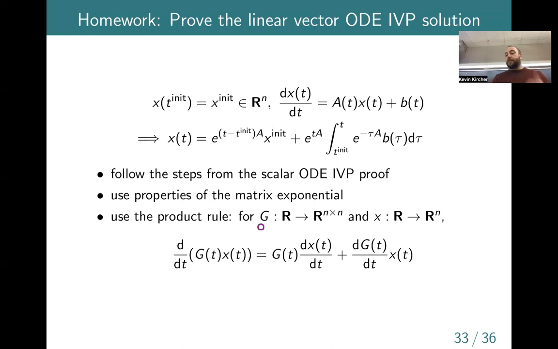And if you use the product rule, which I wrote down a few slides ago, but I've reproduced it here for this kind of weird situation where you have a matrix valued function of time times a vector valued function of time, the product rule for that has this particular form. So if you use that information and you start with this, you will eventually get to this.